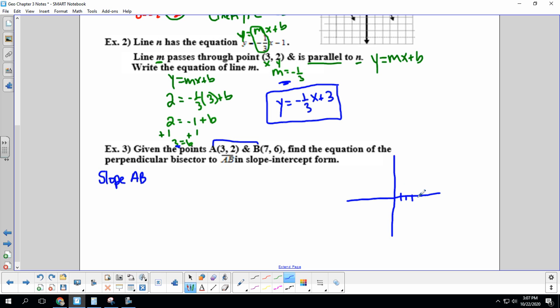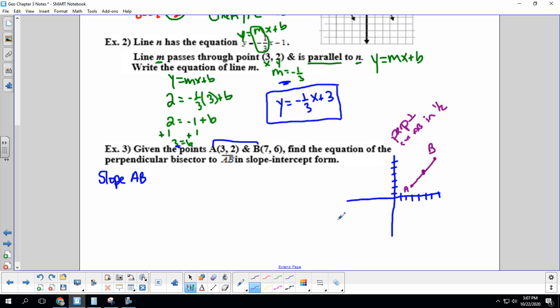1, 2, 6. So A is (3, 2), and B is (7, 6). We want to find the perpendicular bisector. So it's going to be 90 degrees, and it's going to cut AB in half. It's going to be right in the middle.